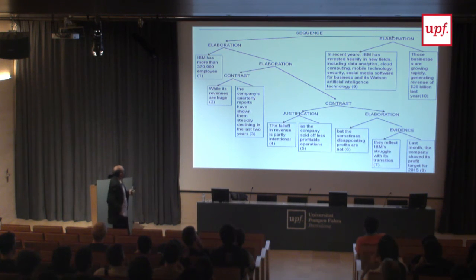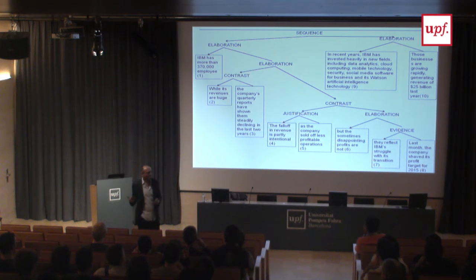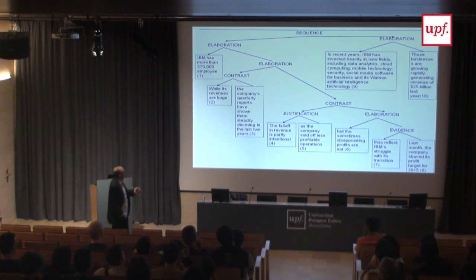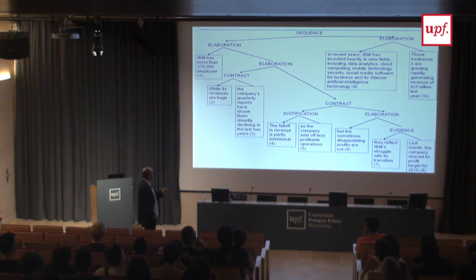So when we look at this text, "while its revenues are huge, the company's quarterly report," and so on, there is a relation between those two statements. And here, "the fall off in revenue is partly intentional as the company sold off..." That's the justification of it. So if we use this set of different relations, we get a graph, or in the simple case, a tree, a discourse tree.